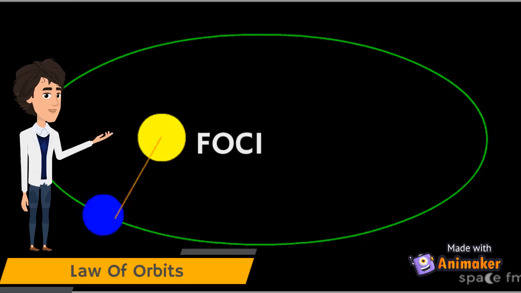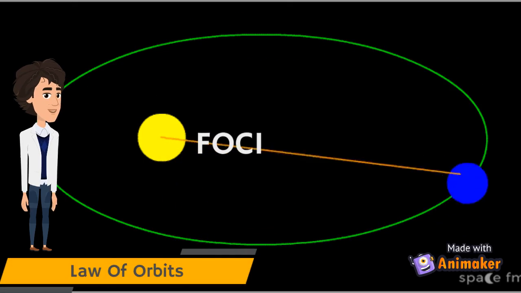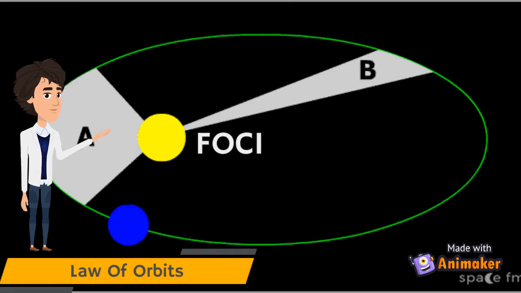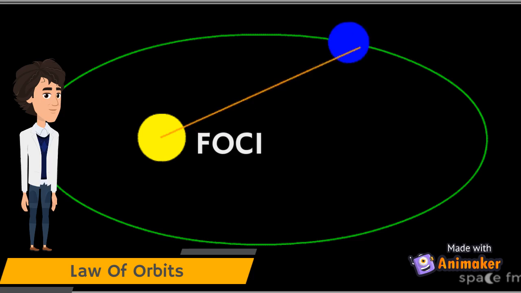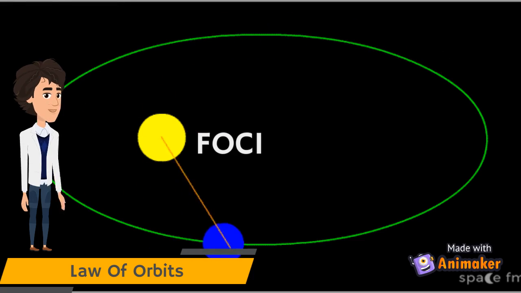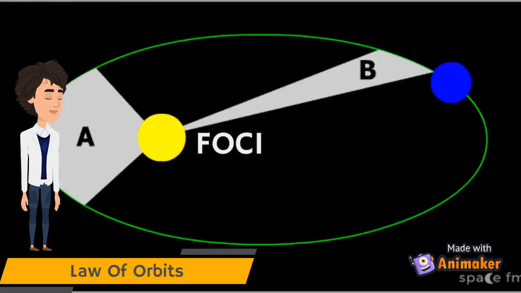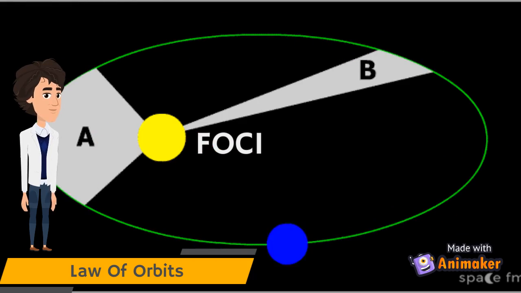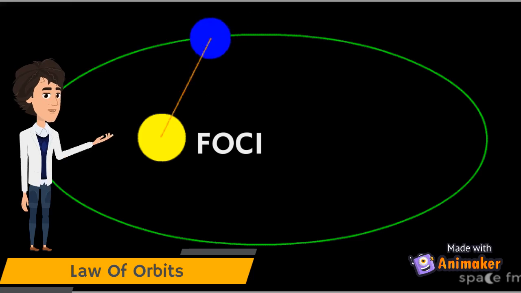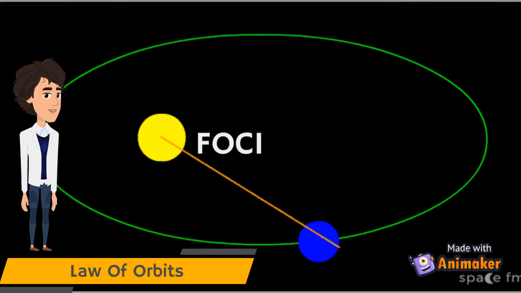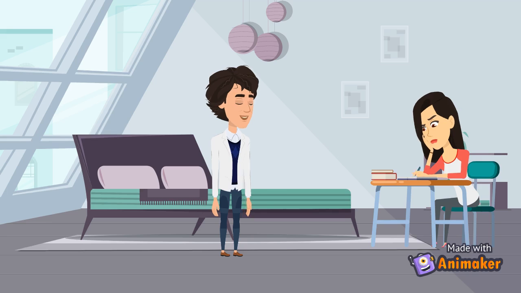Kepler proposed the first law as the law of orbits. It states that all planets move in elliptical orbits around the Sun, with the Sun at one of the foci of the ellipse. The orbit of a planet around the Sun is shown with the shape of an ellipse. Are you good so far, Sia? Yes, but what about Kepler's second and third law?